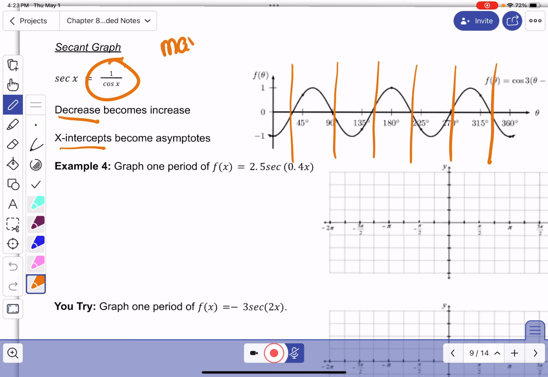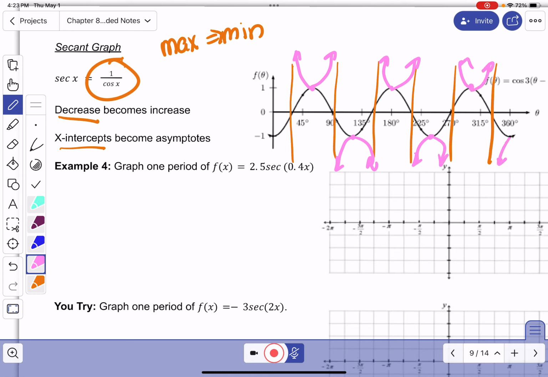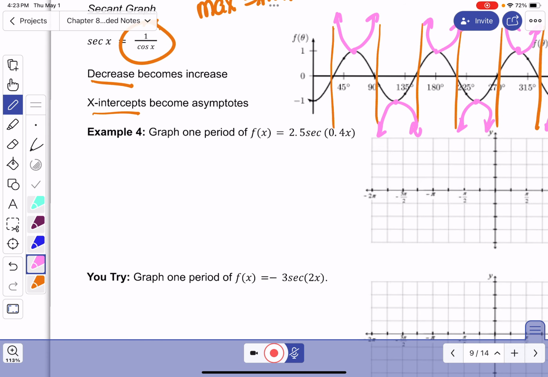Maxes become mins. So the top of this bump is going to be a minimum, so our graph's going to go up. The bottom is going to be a maximum. So the secant graph are those pink lines. If you know how to draw the cosine, the secant you just draw after. Okay, so secant goes with cosine.